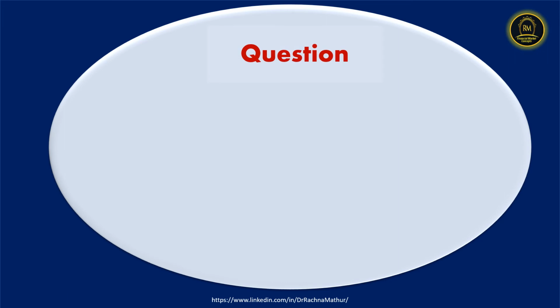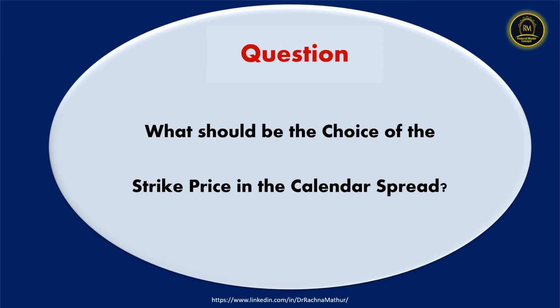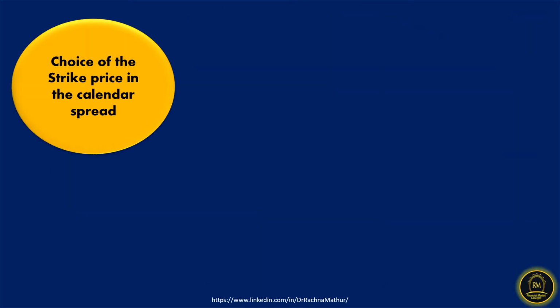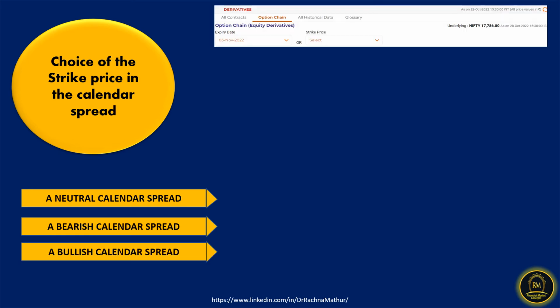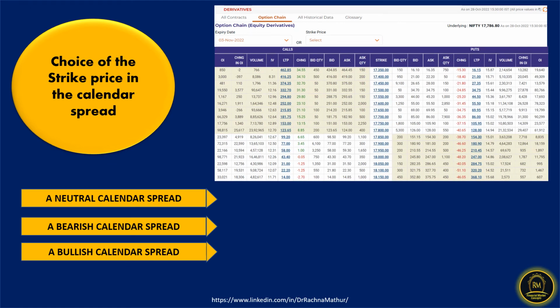So the next question is, what should be the choice for the strike price in creating a calendar spread? The answer is that the choice of strike price depends upon what type of calendar you are trying to create: a natural calendar spread, a bearish calendar spread, or a bullish calendar spread. For this you have to see the option chain.